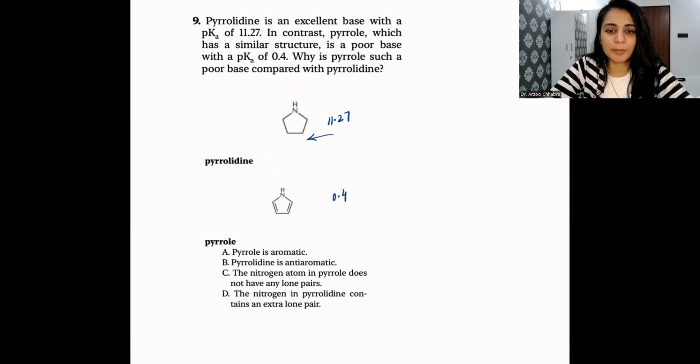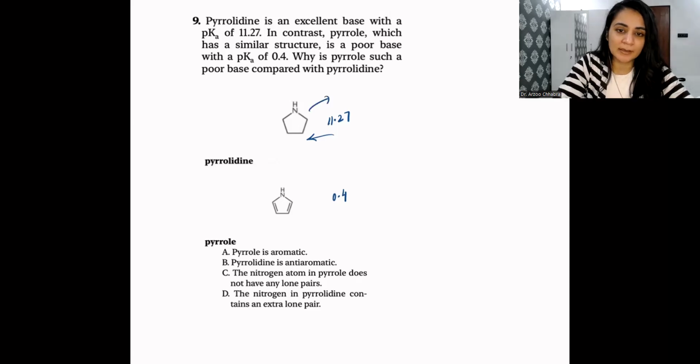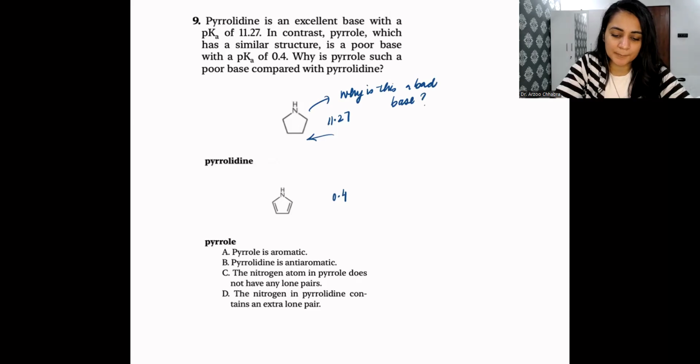Why is pyrrole such a poor base compared to pyrrolidine? So why is this a bad base? Is what they're talking about.